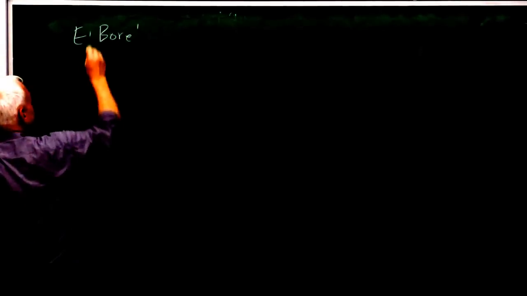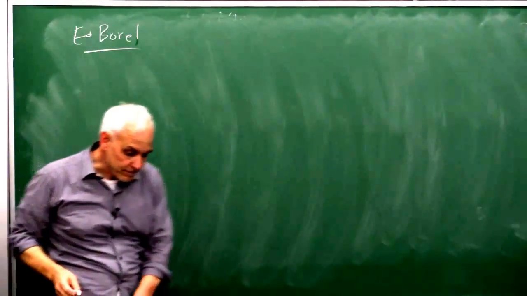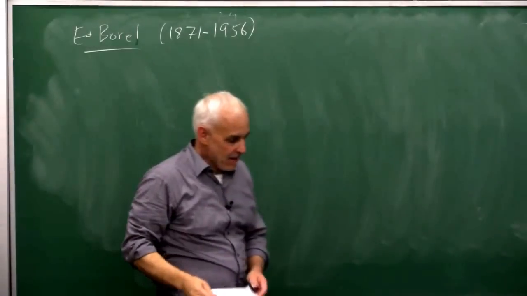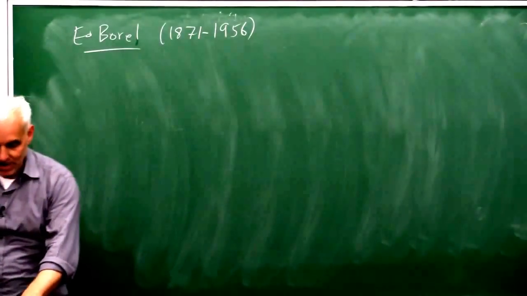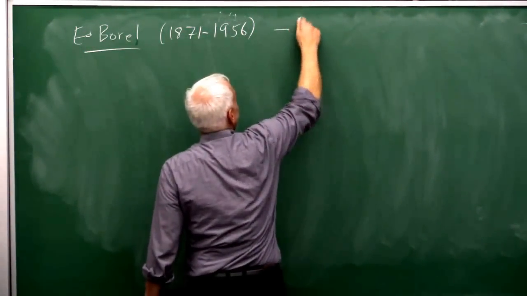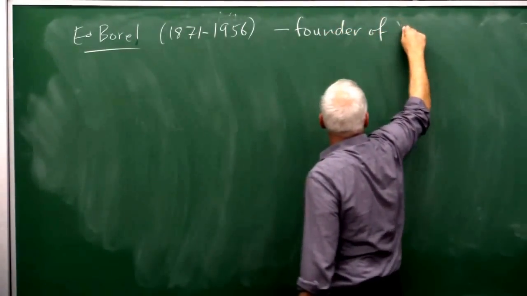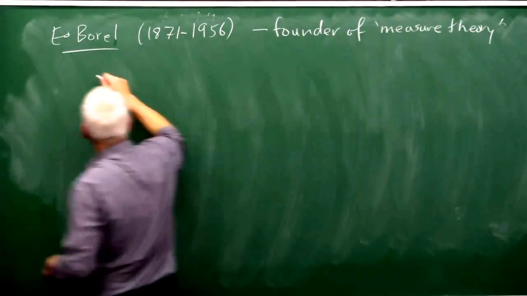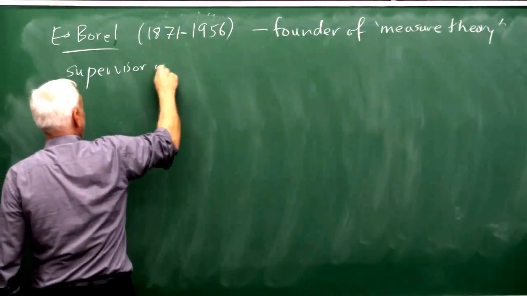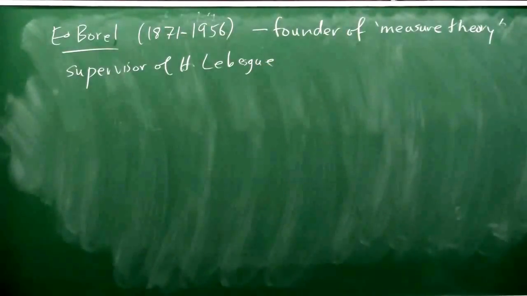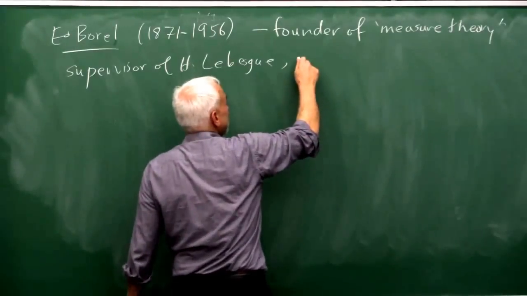But it's nice to also mention another figure here who is a very interesting fellow, Emile Borel, 1871 to 1956. Emile Borel was one of the most notable and prominent analysts at the turn of the century. He's a French analyst who was a founder of what's called measure theory, and also the supervisor of Henri Lebesgue, who ended up defining another kind of integral and also contributing in a major way to measure theory. And Borel also introduced the idea of normal numbers.